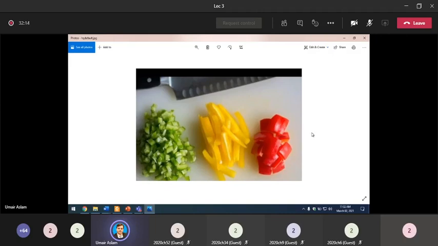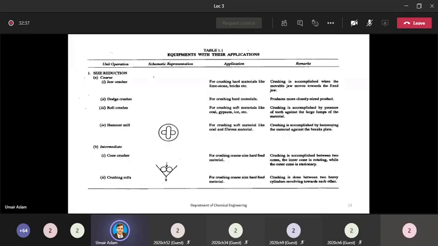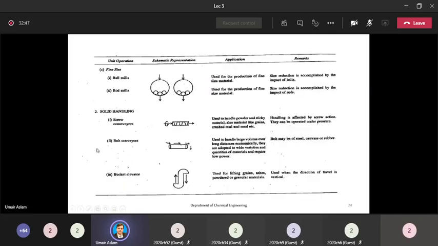So on a chemical plant, the same thing is required. As per the requirement of the process, we have to reduce the size of the solids. There are multiple, various equipments which can be used to reduce the size of the solids. So one category is coarse size equipment. The next is intermediate size equipment. And the third one is fine size equipment.